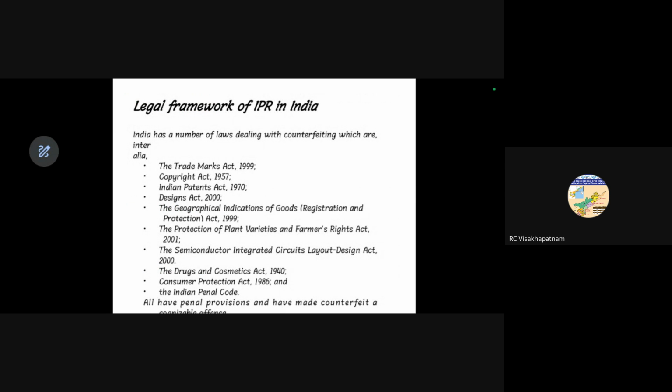So, what is the legal framework of intellectual property rights in India? These are the list of enactments which were enacted and which give protection to the respective intellectual property rights. For example, trademarks are governed under the Trademarks Act 1999, copyrights are governed under the Copyright Act 1957, like that.